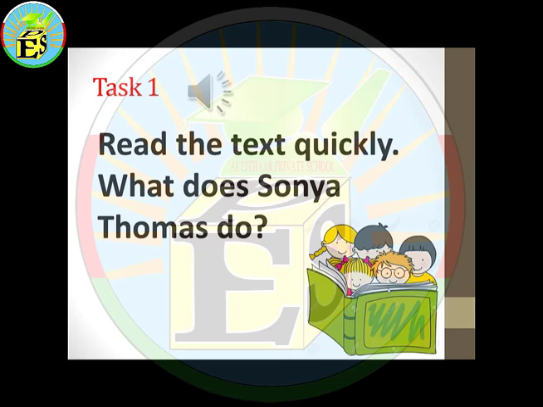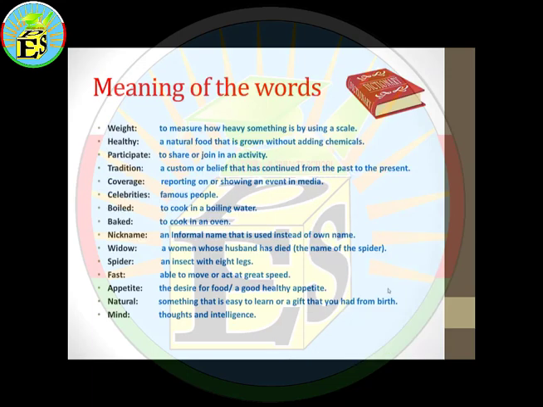We have 15 highlighted words here. The first one is weigh. The meaning of weigh in this text is to measure how heavy something is by using a scale. So the sentence, she only weighs about 45 kilos. This means how heavy she is. The second word, healthy. A natural food that is grown without adding chemicals. She usually eats healthy food: rice, vegetables, fruit, fish, and chicken.